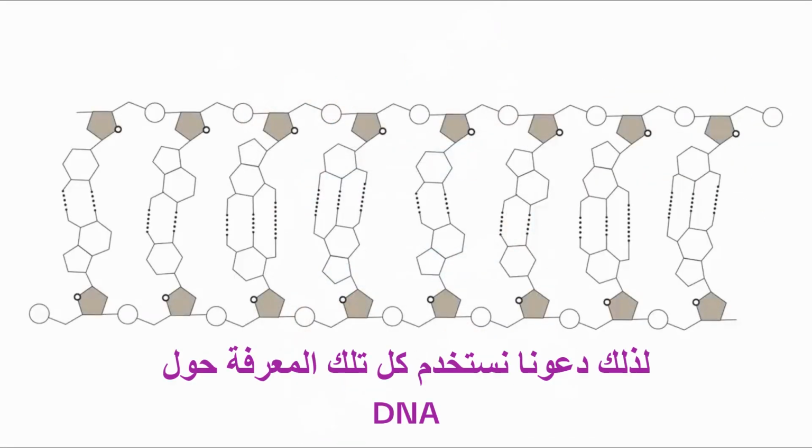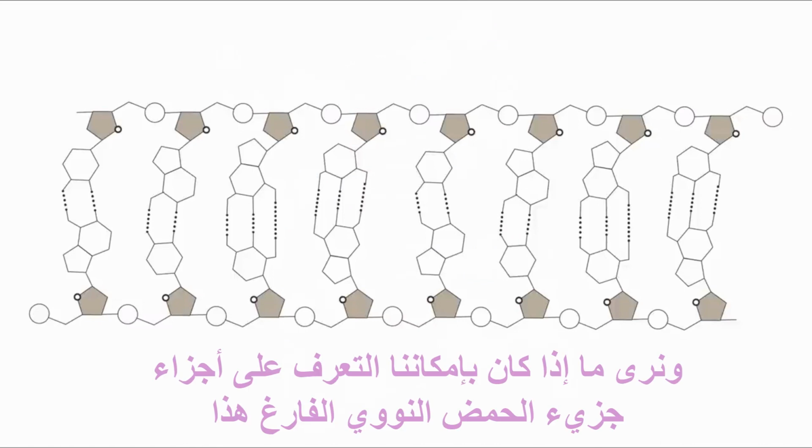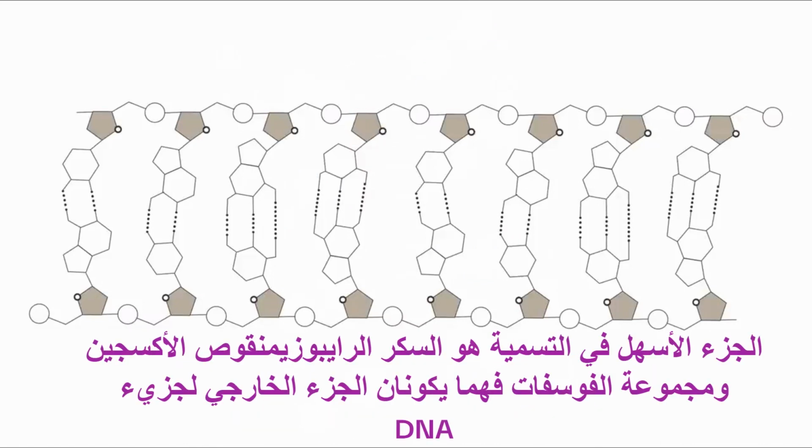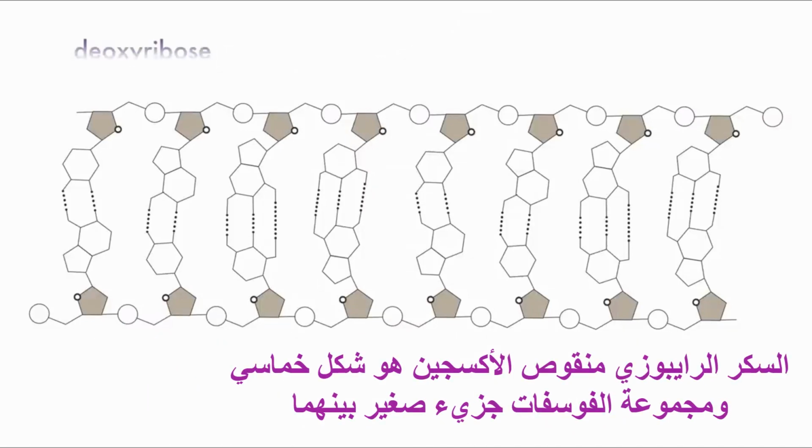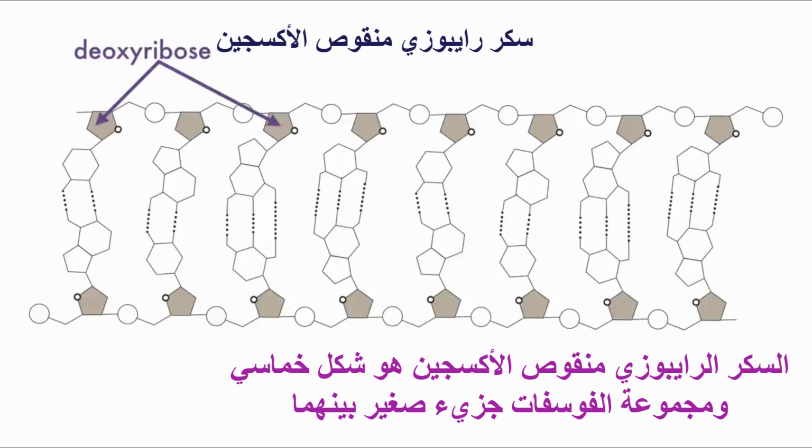So let's use all of that knowledge about DNA and see if we can identify the parts of this blank DNA molecule. The easiest to label are the deoxyribose sugars and phosphates. They make up the outside of the molecule. Deoxyribose is a pentagon shape, and the phosphate is just a small molecule in between.